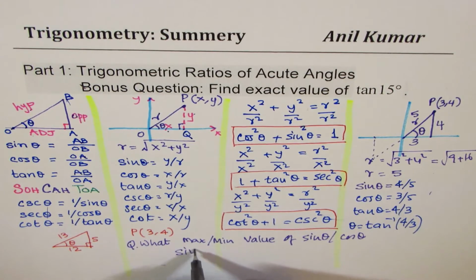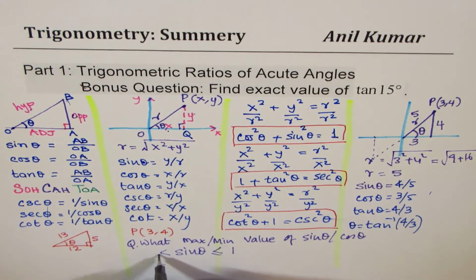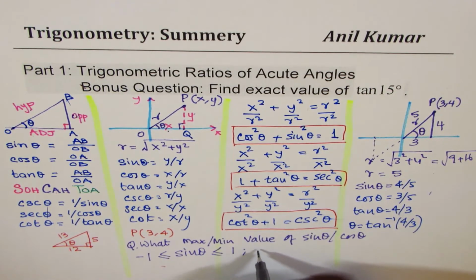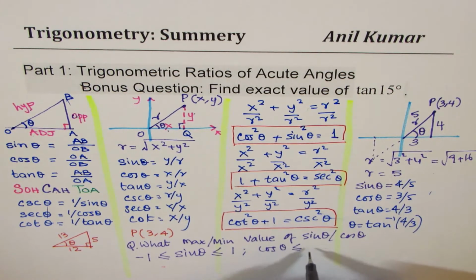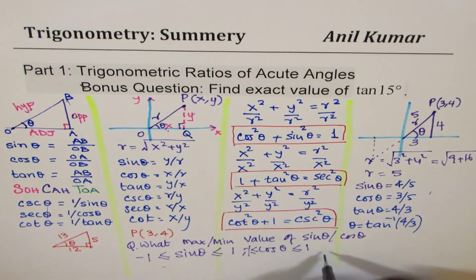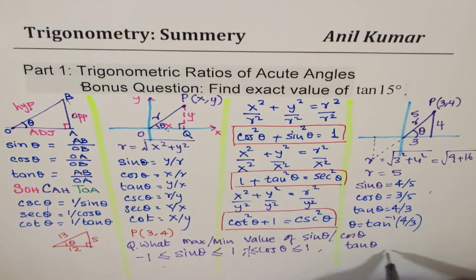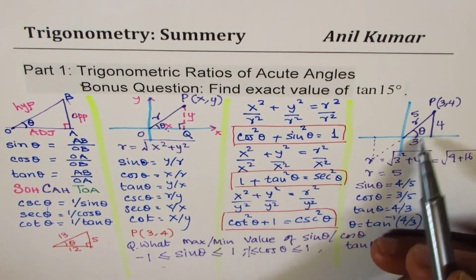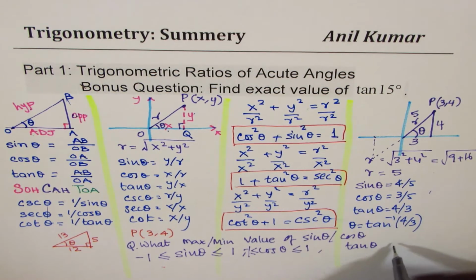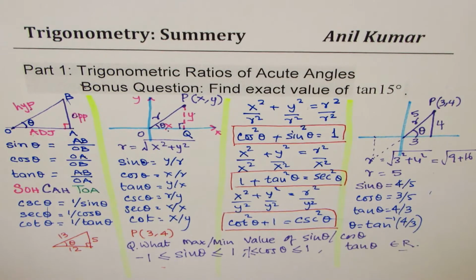So what you will notice here is that sine theta is less than or equal to 1, and it is always greater than or equal to minus 1. The same is the case with cos theta. So cos theta also will be less than or equal to 1 and greater than or equal to minus 1. However, tan theta can have all values, since the ratio of these two sides could be anything, right? So tan theta will belong to the set of real numbers. It could have any value, right?